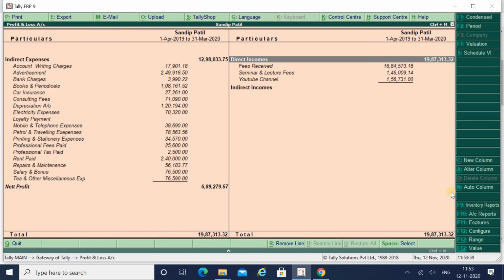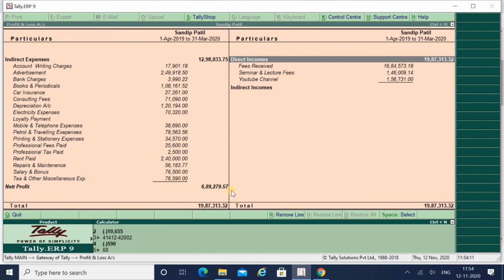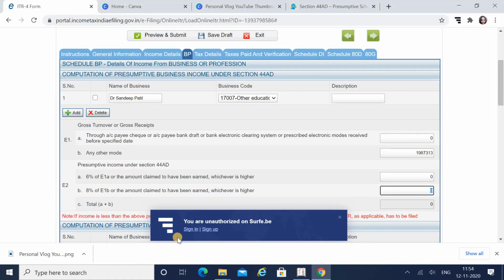It is not compulsory that you should have 8% only. You can file it at more than 8% also. Here I am having an income or profit of 6,89,000. Let's calculate the percentage: 689,079.57 divided by the gross receipt of 1987,313. My percentage is coming to 34%. So the limit is 8%, but I can file it at more than 8% also. It is 34%, so it is totally alright to file this income tax return.